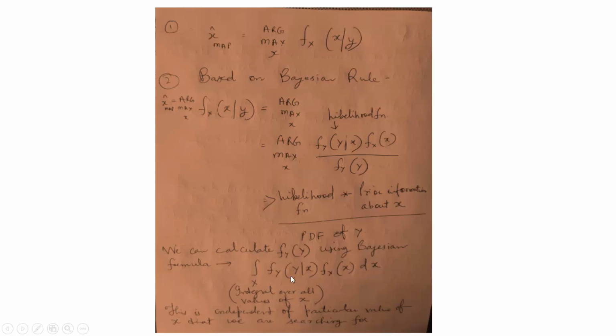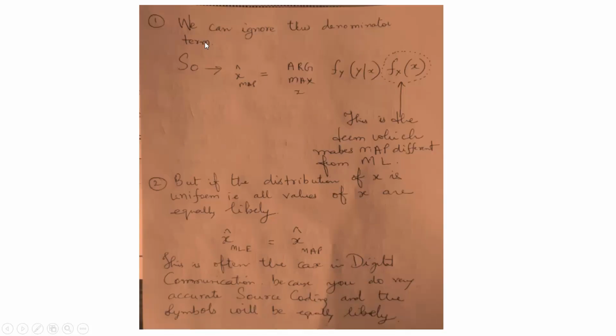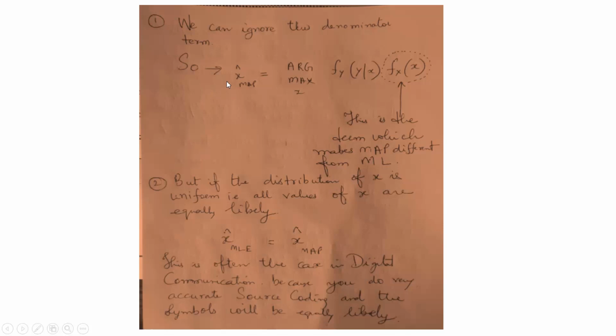Now, one thing to note is that this integration over all values of x is independent of the particular value of x that we are searching for. So if this is independent of the particular value of x, we can ignore this term in the denominator, and then x hat in the case of the maximum a posteriori algorithm is equal to f subscript y given x, which is our likelihood function, times f subscript x of x.